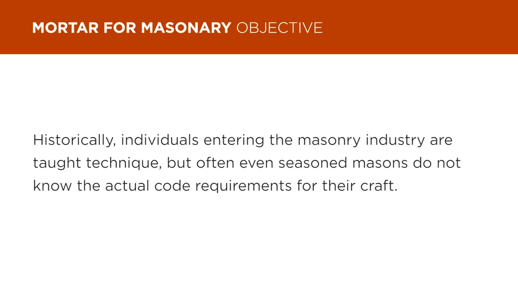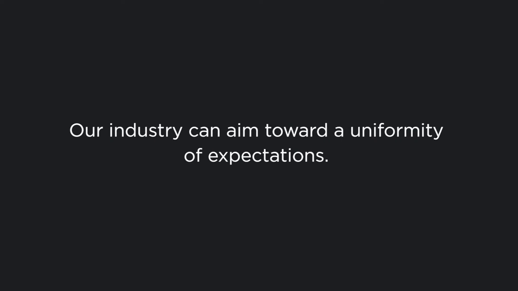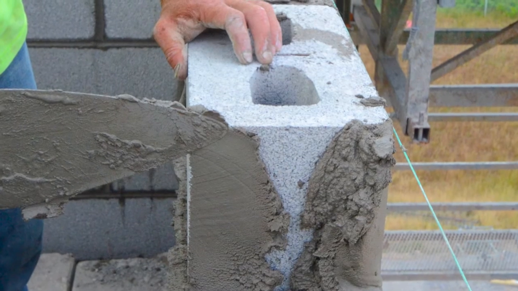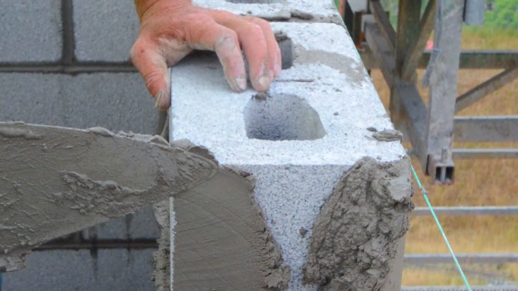Historically, individuals entering the masonry industry are taught technique, but often even seasoned masons do not know the actual code requirements for their craft. By learning to think about the work you perform in terms of building code, meaning what is universally acceptable to designers, engineers, building code officials, and building owners, our industry, your profession, can aim towards a uniformity of expectations. Every mason on a project can perform their craft with a mind toward meeting building code requirements, rather than, that's how we always do it.